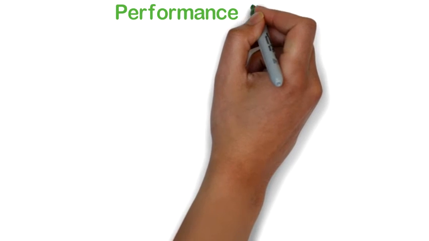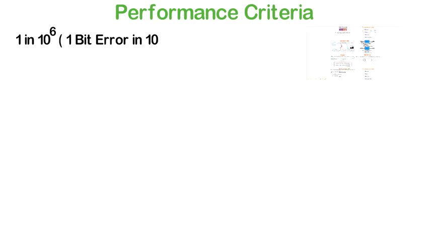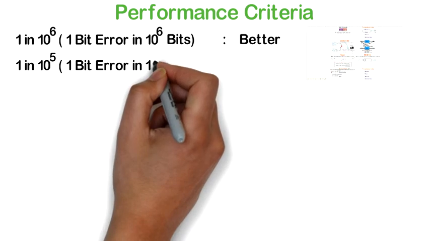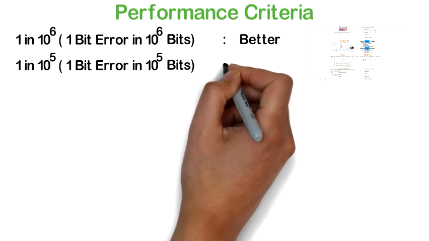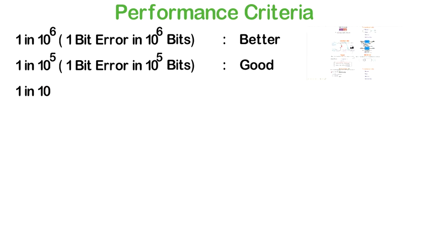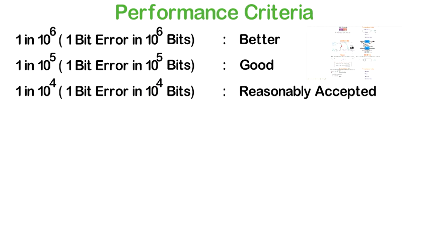After transmission parameters, we will talk about some performance criteria for digital transmission. As we discussed earlier in transmission unit session, bit error rate accepted value is 1 in 10 to the power 6. That means only one error is accepted in 1 billion bits, which is considered to be better performance. Similarly, if 1 bit error in 10 to the power 5 bits is considered to be good performance, and if 1 bit error in 10 to the power 4 bits is reasonably accepted performance.